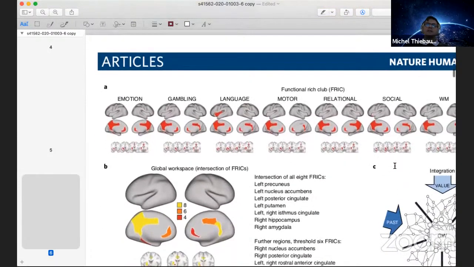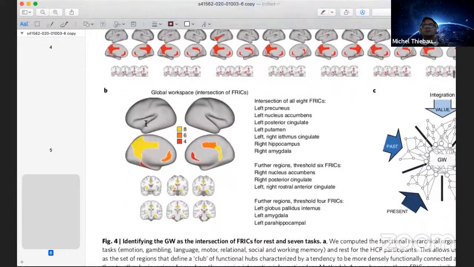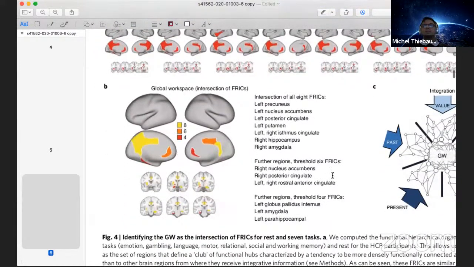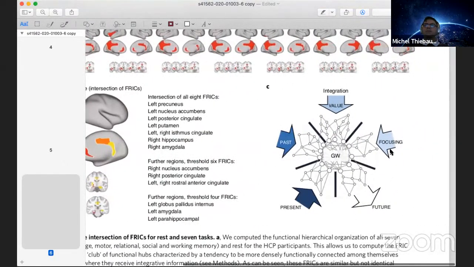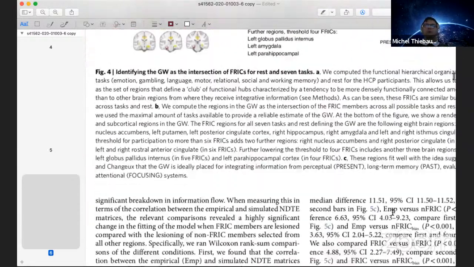Then they try to look at the areas that are in the intersection of all the frequencies. They find those hotspots, and you can see here 8 corresponding to the 8 different functions overlapping over there. And so essentially the idea, which is repeated here, is that you have this global workspace that maintains loops or representations that can be modified according to value, focusing on the past, present, and also in order to decide what you want to do in the future.